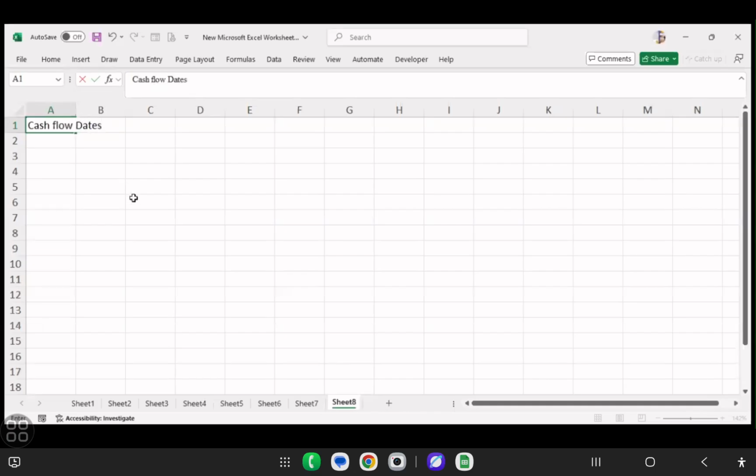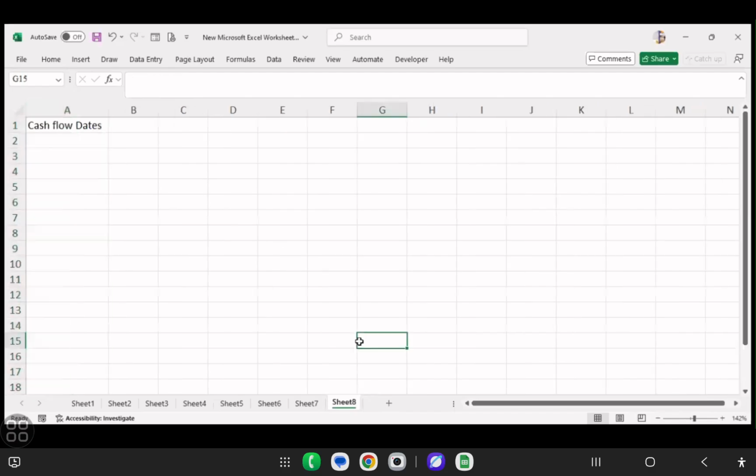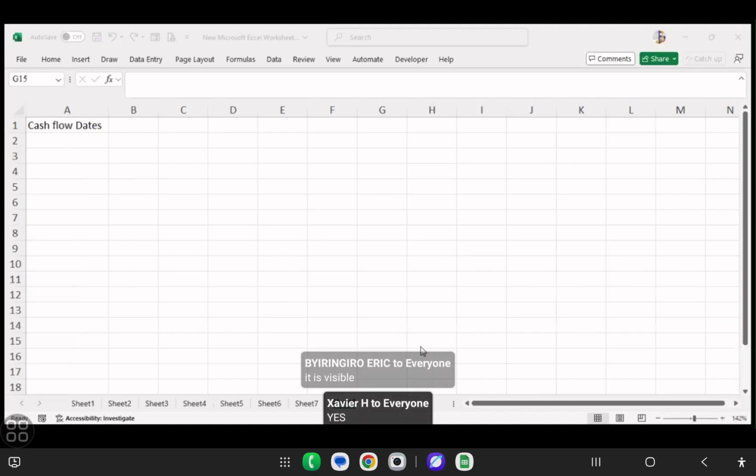First, can you confirm that you can see my screen? Please confirm that you can see my Excel sheet, so that when I'm explaining this, it is a very important concept. Can you see my screen? Yeah, I see it is visible.